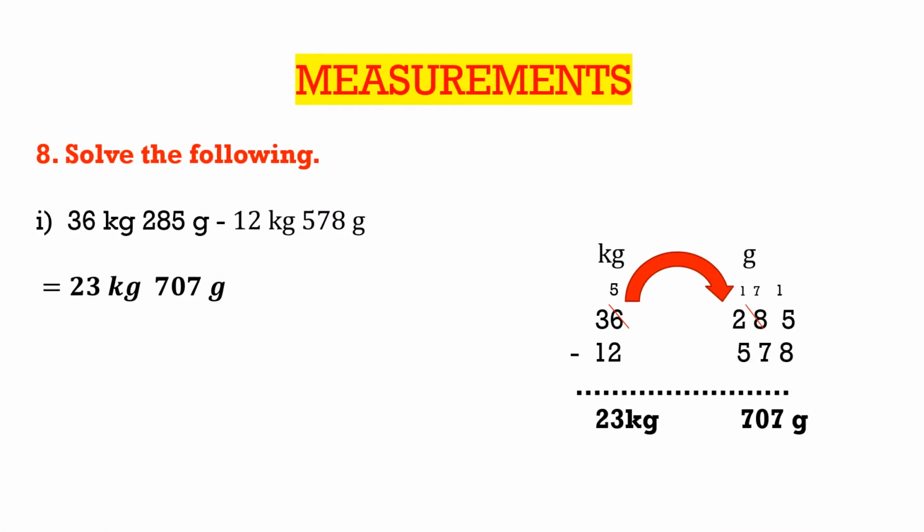Now we have to solve question number 8. Solve the following. First bit given is 36 kg 258 gram minus 12 kg 578 gram. First write down kilogram and gram separately. 36 kg and 12 kg in kilogram column and 285 gram and 578 gram in gram column.